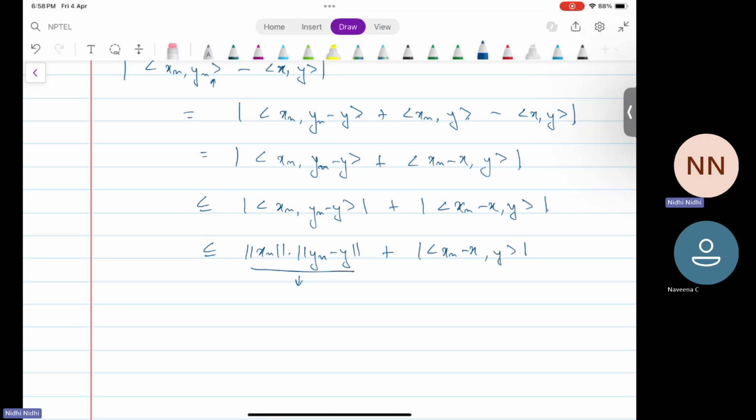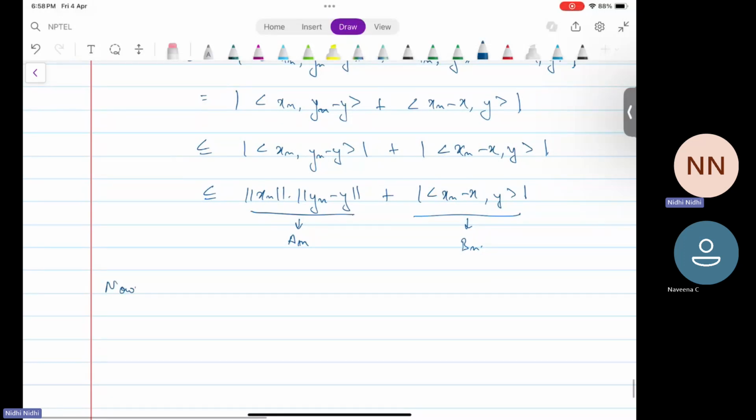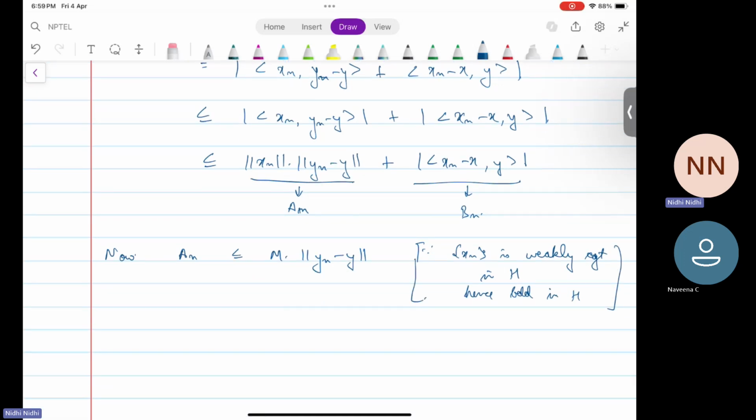Now let's denote this as an and this as bn. Now if an and bn both converge to 0, then we are done. Now this an is less than or equal to some M times norm yn minus y. Why? Because xn is weakly convergent, and hence bounded in H. And since yn converges strongly to y in H, this converges to 0 as n tends to infinity.